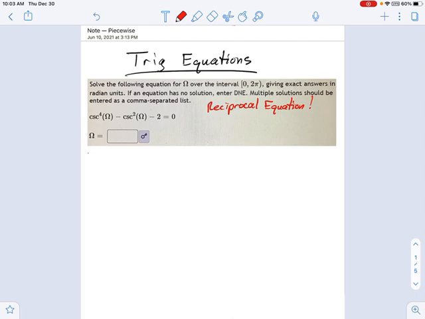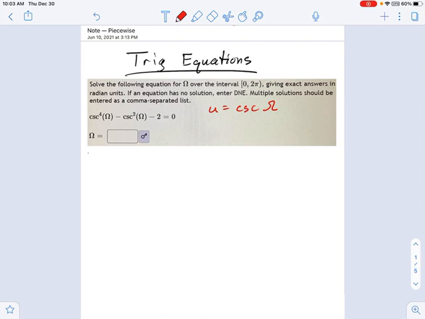Treat it like it's a normal equation. You've got a trig function. That's all you need to worry about. And one nice thing is it's the same trig function everywhere. So I would recommend a U-substitution in this guy. Let's see what kind of U-substitution we can make. I'm going to say, I don't know, U equals cosecant omega.